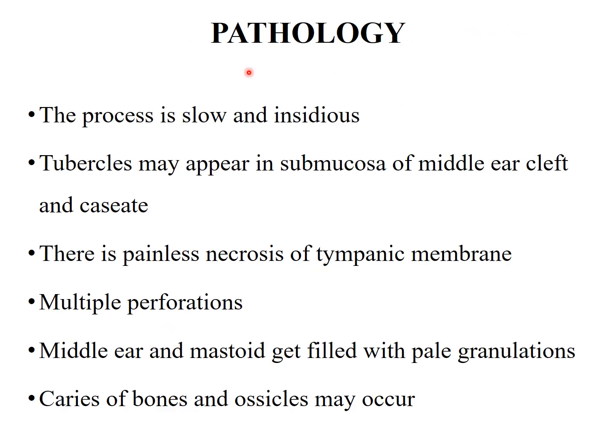Pathology. The process is slow and insidious. Tubercles may appear in the submucosal layer of the middle ear cleft, which may caseate. There is painless necrosis of the tympanic membrane. Multiple perforations may form which coalesce to form a large single perforation. Middle ear and mastoid can get filled up with pale granulations, and caries of the bones and ossicles may occur, leading to complications.